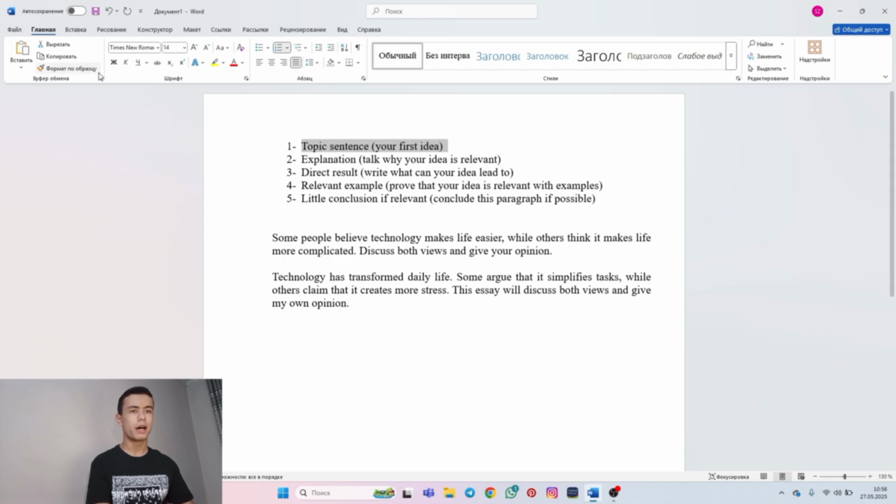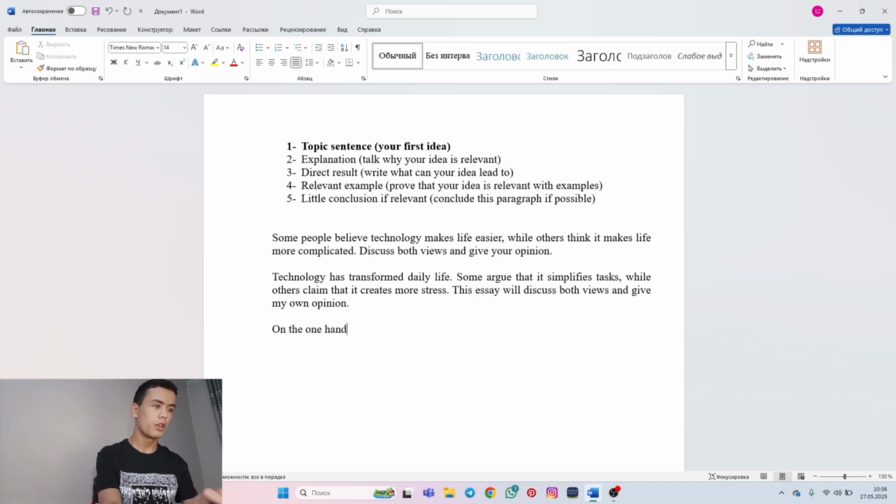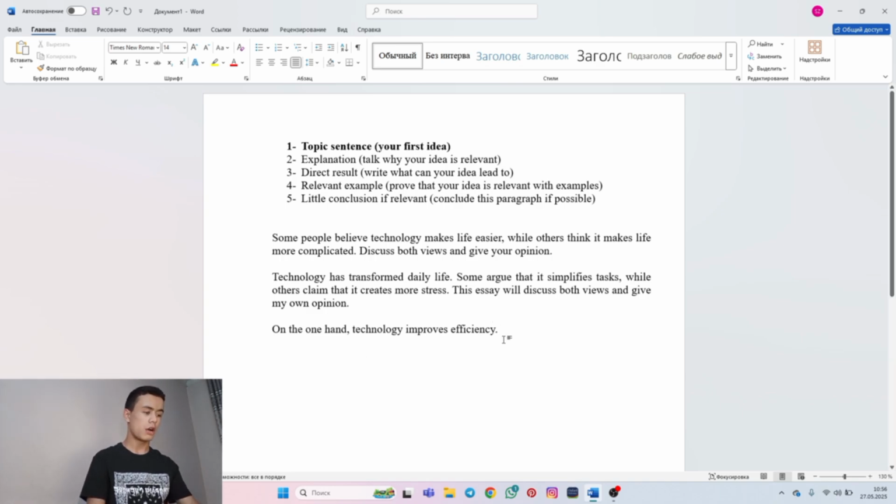In the first line of the body, we have to give a topic sentence like this. On the one hand, this is just a linking word, as you can see, and we have to give a topic sentence. Technology improves efficiency. Efficiency, right? Technology improves efficiency. This will be our topic sentence. This is what examiners always weigh.